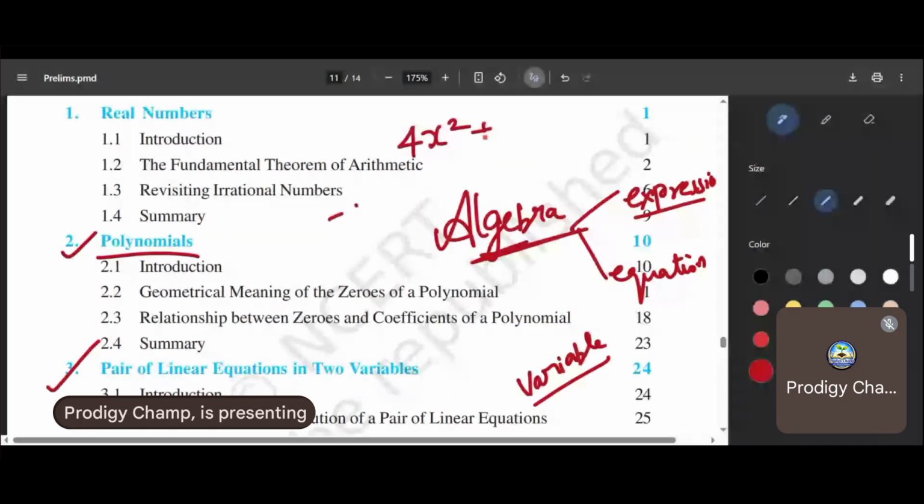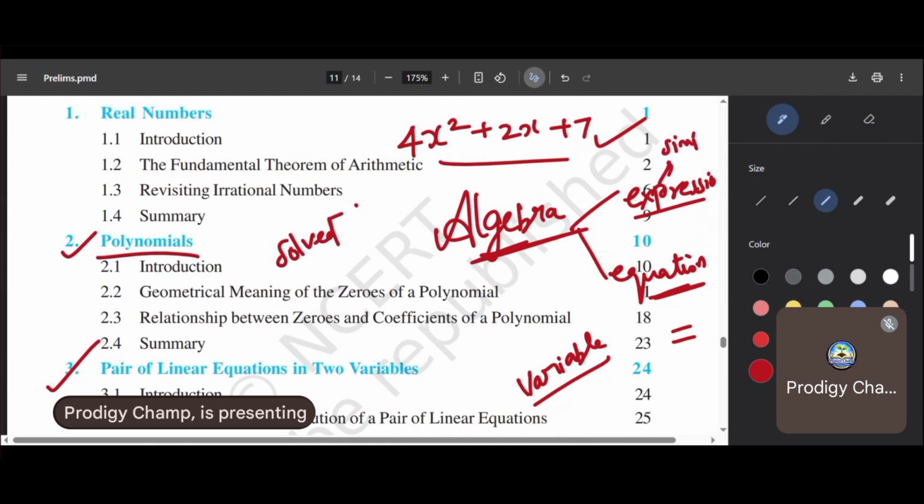But I can simplify this. It is a quadratic expression. We have the types, I will teach that. So the simple difference between expression and equation is, in an equation we would be having the equal to symbol. Which can be solved? An expression cannot be solved, it can be simplified. An equation can be solved. We have two solutions for an equation, but an expression can have factors.